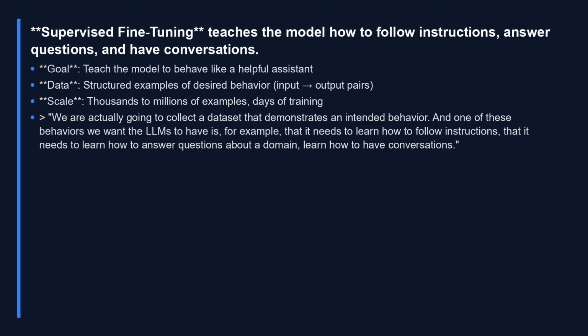It's structured examples of desired behavior, an input paired with the ideal output: instructions paired with responses, questions paired with answers, conversations with turns. The scale is dramatically smaller than pre-training, thousands to millions of examples rather than trillions of tokens, and training takes days rather than months. But the behavioral transformation is profound. This is the phase that turns a text completion engine into something that actually understands what you want from it.